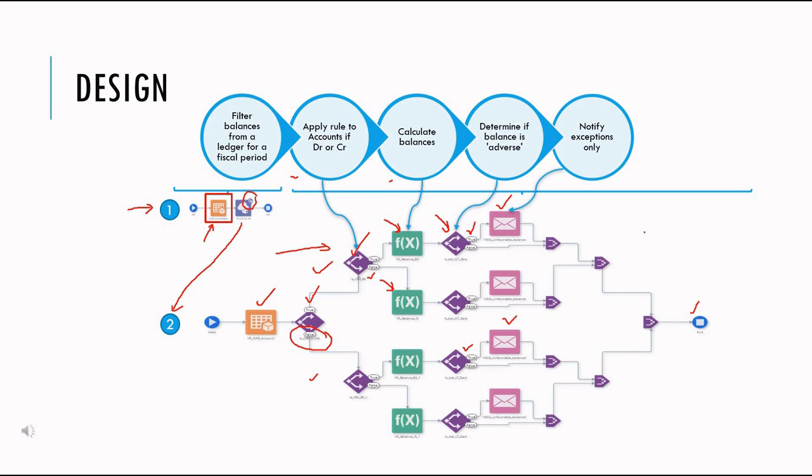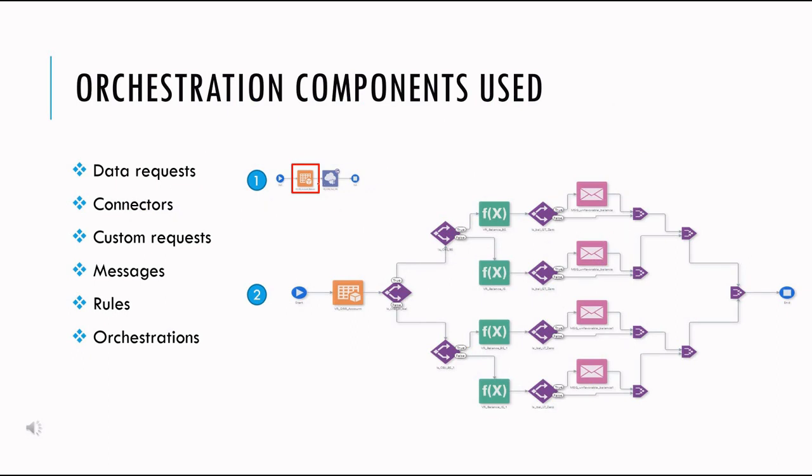So, a very simple kind of orchestration which demonstrates the functionalities of interconnected rules, use of standard JDE business function to calculate balances, and email notification. The orchestration components used are as follows. We are using data requests such as, for example, one for retrieving account balances and one for chart of accounts.